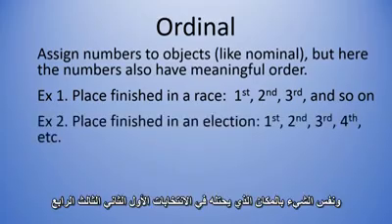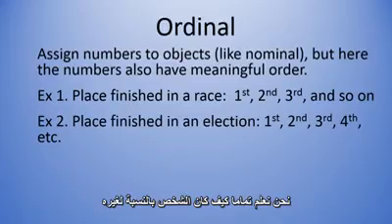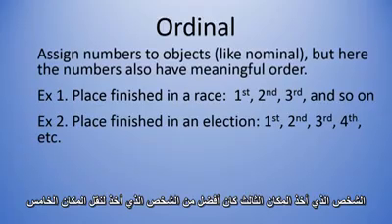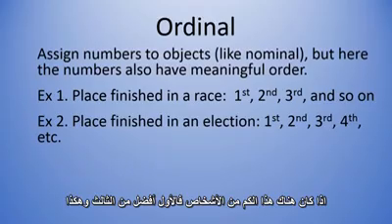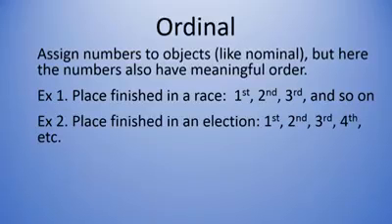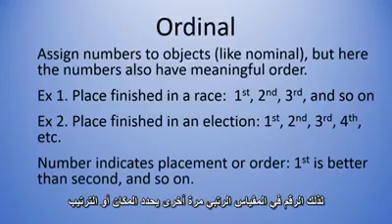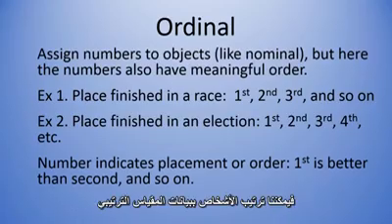The same thing goes for the place finished in an election: first, second, third, fourth. We know exactly how they did in relation to the others. The person who finished in third place did better than someone who finished in fifth, let's say, if there are that many people. First did better than third, and so on. So the number for ordinal, once again, indicates placement or order. So we can rank people with ordinal data.